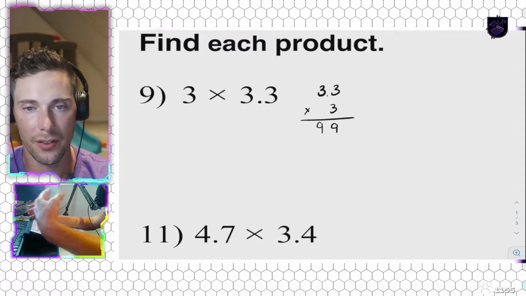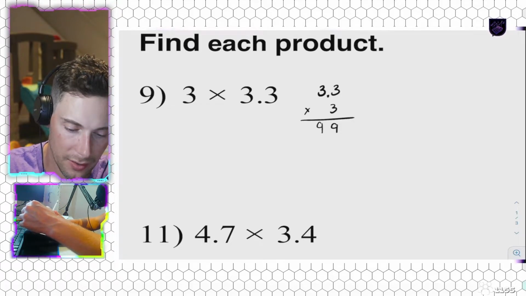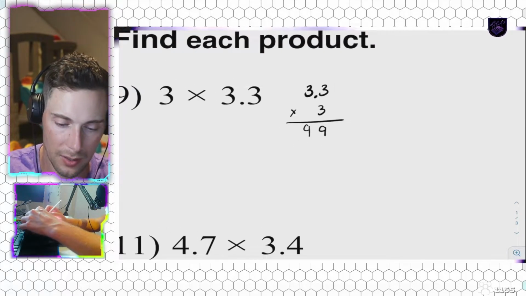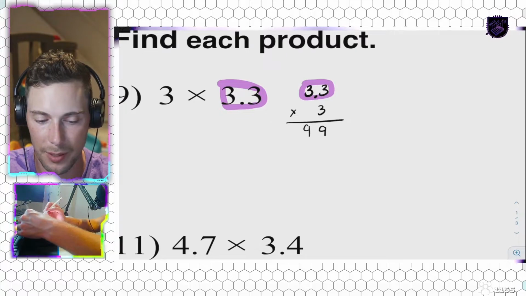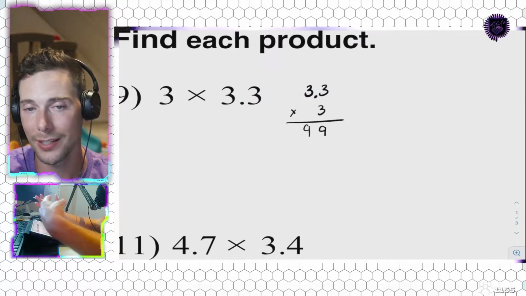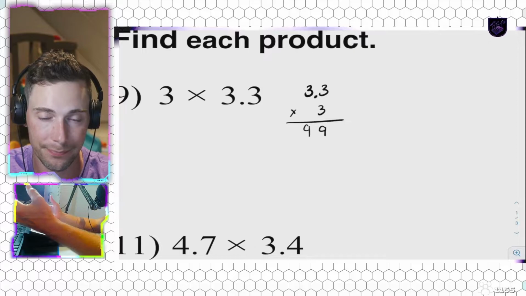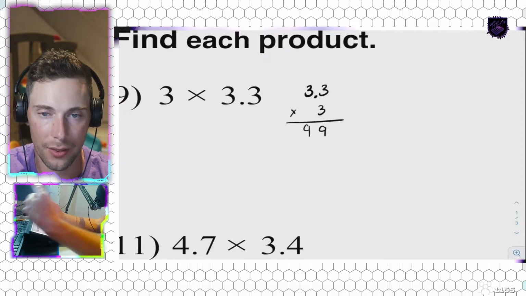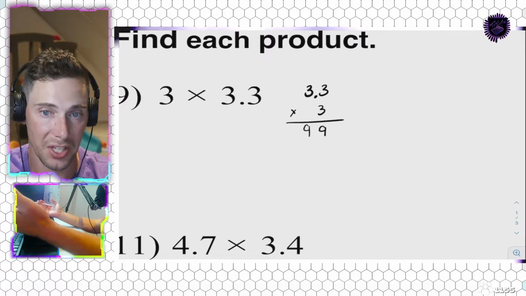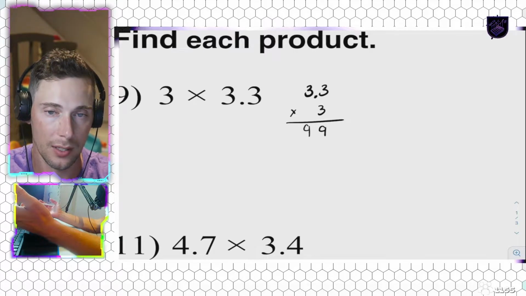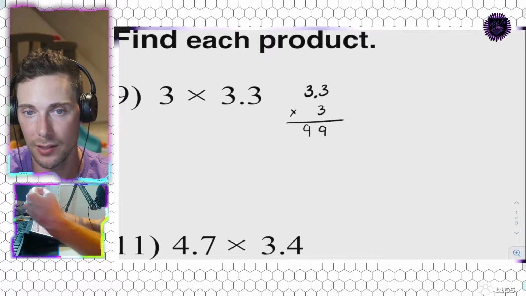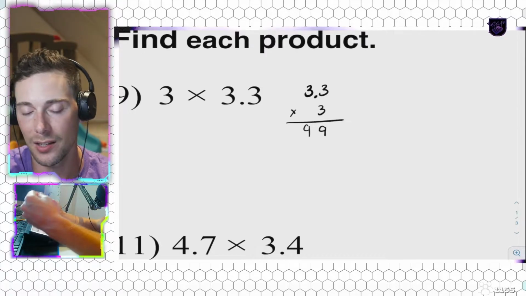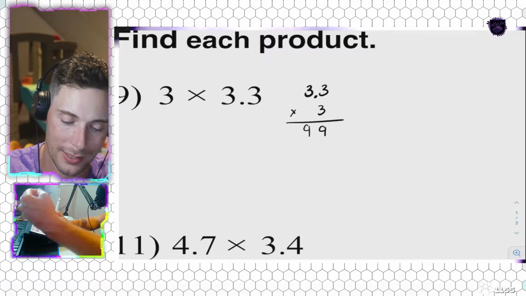Now, remember, this is 3.3. This is 3.3 here, like 3.3. It's not 33, but I've just treated it like it's 33. 33 times 3 is 99. But 3.3 times 3 is not 99. It's 9.9.